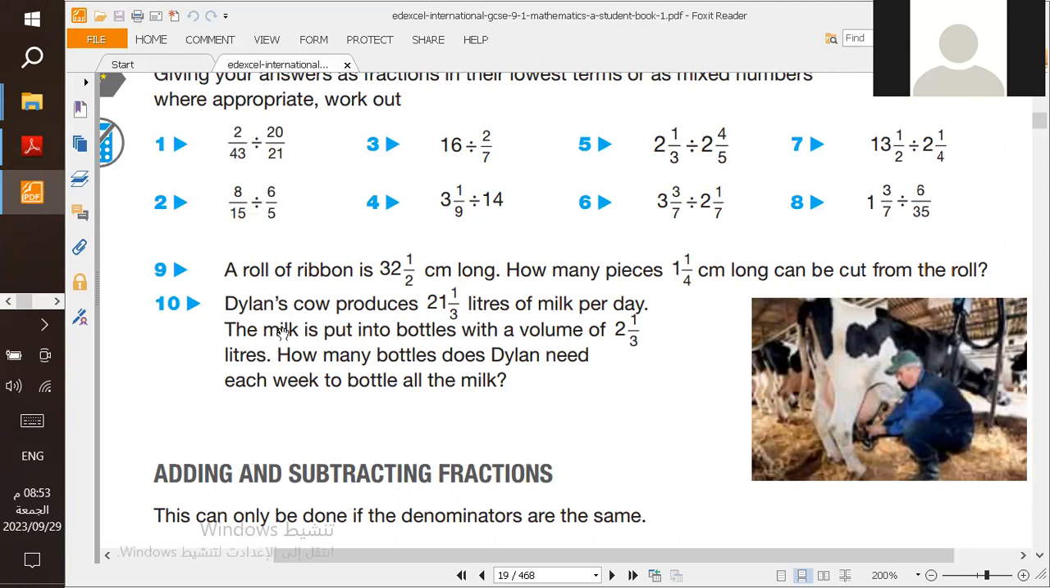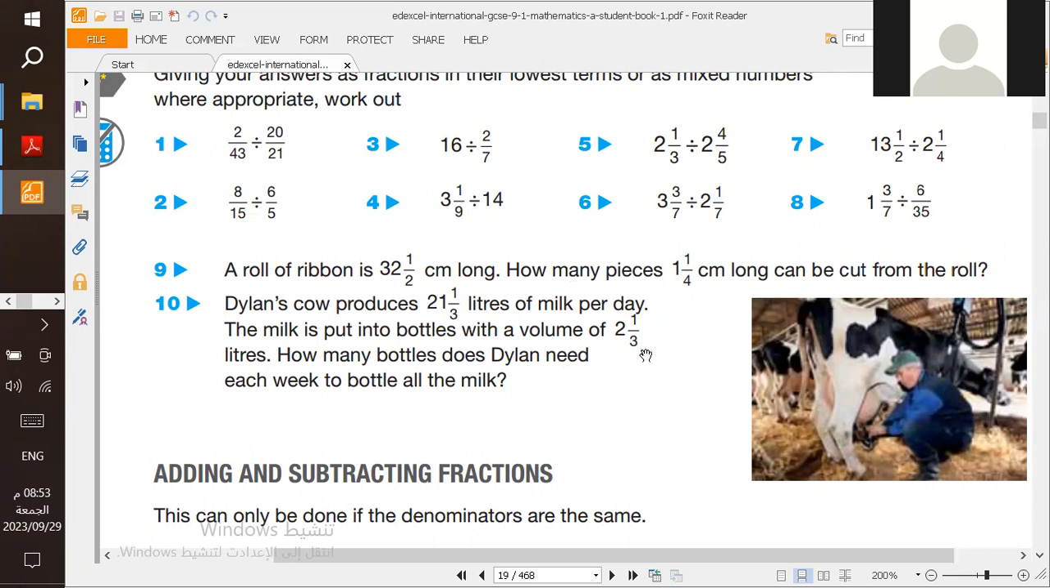Question 10. Dylan's cow produces 21 1/3 liters of milk per day. The milk is put into bottles with a volume of 2 and 1/3 liters. As we said, put into bottles means divide. How many bottles does Dylan need each week to bottle all the milk? Same idea. Convert this to improper, convert this to improper. Do keep, change, flip. Keep this, change to multiplying, flip the last one, and then I find the answer. And that's it for dividing fractions.